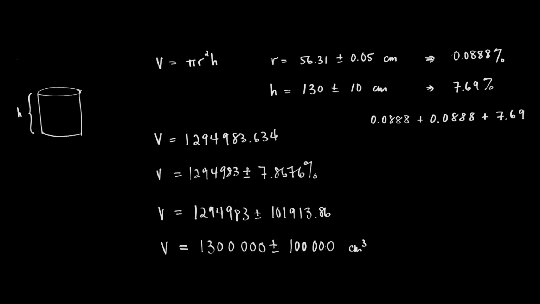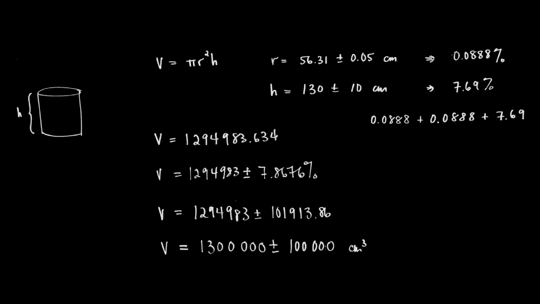Well, in order to calculate this, I have to do R times H. And so this is going to be 0.0888 plus 0.0888 plus 7.69. It's very critical that I realize that I'm adding the relative uncertainty of the radius twice, because it's squared. And squaring is multiplying times itself. And pi is a constant, which we assume to be infinitely precise, and so it doesn't come into this calculation at all.